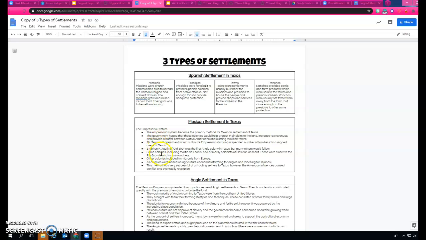So what is an impresario? Who were they? We're going to talk about Stephen F. Austin's Old 300, which were the first 300 families to move to Texas and live in Austin's colony. Mexican settlement was based on agriculture, so farming for the Anglos and then ranching for the Tejanos. So the Tejanos again are the people that live in Texas of Spanish descent.